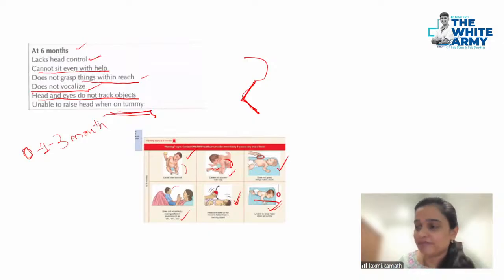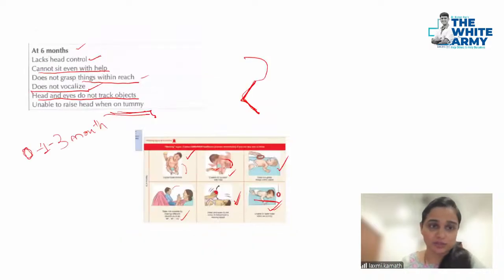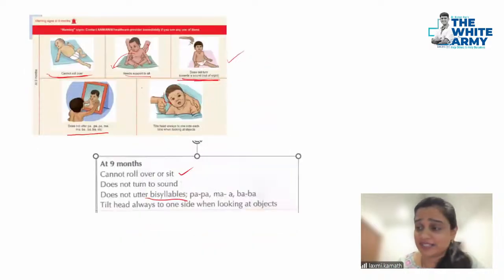That is why we are emphasizing more on the hearing evaluation also at birth. So if there is no startling also, it is kept at 3 months so that it is diagnosed as early as possible. So these are the red flag signs at 9th month.